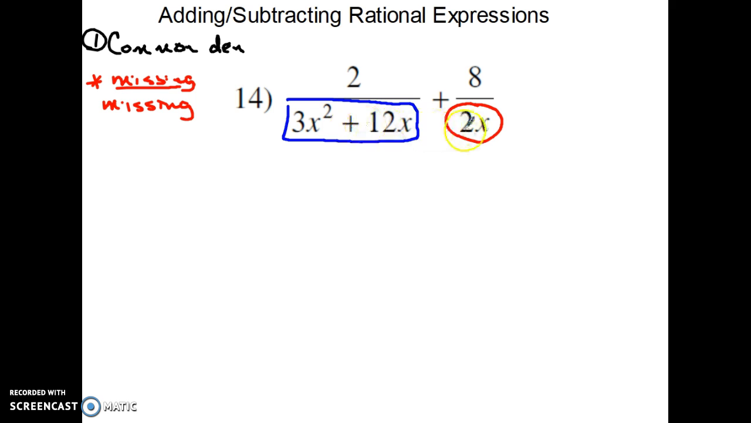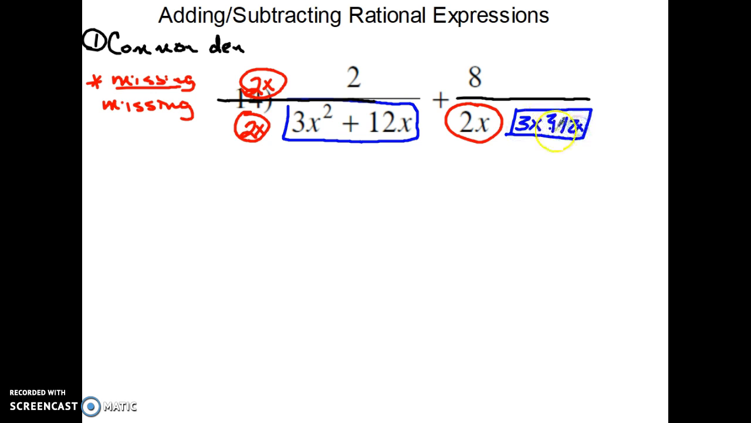So the first one has a rectangle, it doesn't have the circle, so I'm going to extend my fraction bar, and I'm going to put my circle, and I'm going to multiply it in both the numerator and the denominator, and inside that circle is a 2x. Now I'm going to extend my second fraction bar, and I only have a circle here. I also need what's in my rectangle. So I'm going to multiply the top and bottom by what's in that rectangle, 3x squared plus 12x.